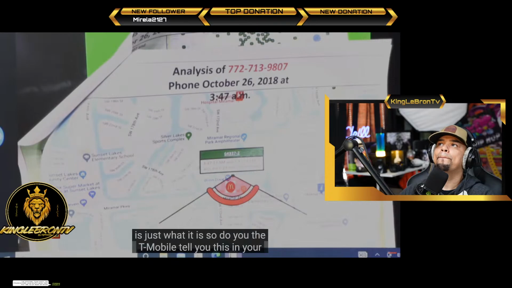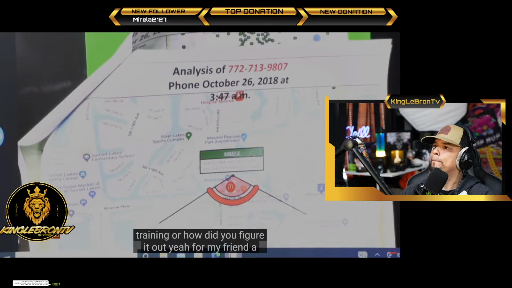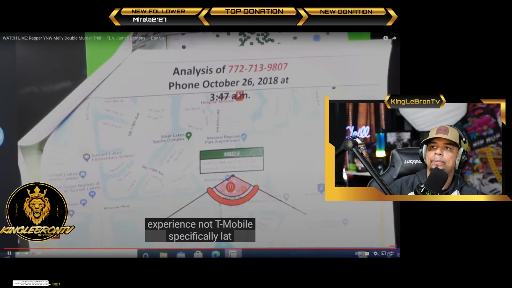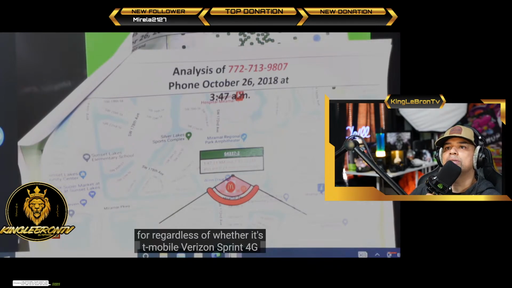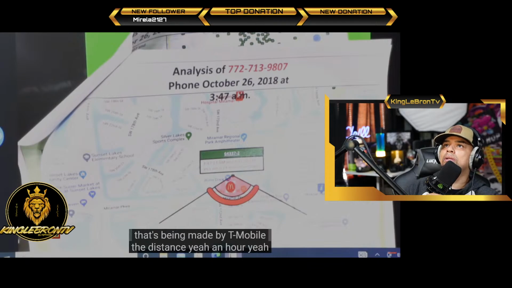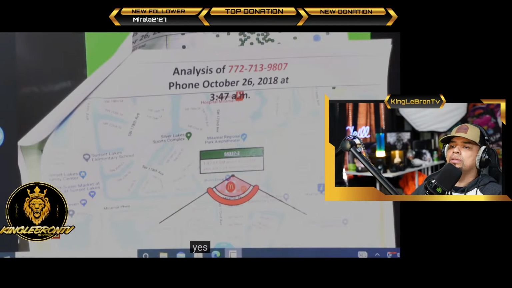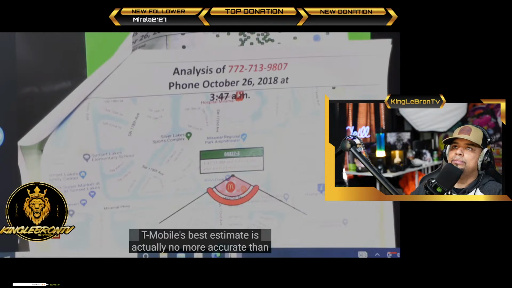So did T-Mobile tell you this in your training, or how did you figure it out? Through my training and experience, not T-Mobile specifically, but regardless of whether it's T-Mobile, Verizon, or Sprint, with 4G technology the timing advance is 78 meters. All right. So is this an estimate that's being made by T-Mobile? The distance to the tower? Yes, it is an estimate. So would you say that this is T-Mobile's best estimate and it's actually no more accurate than the call detail records themselves?